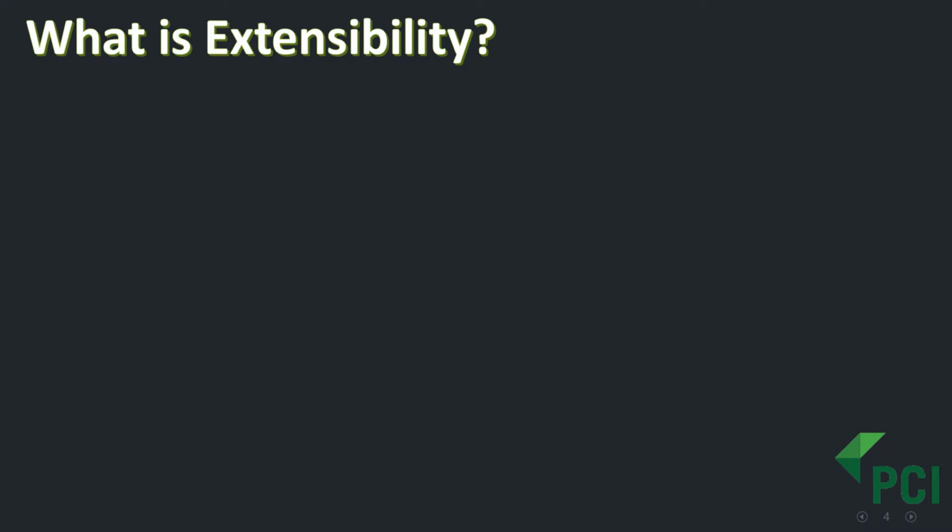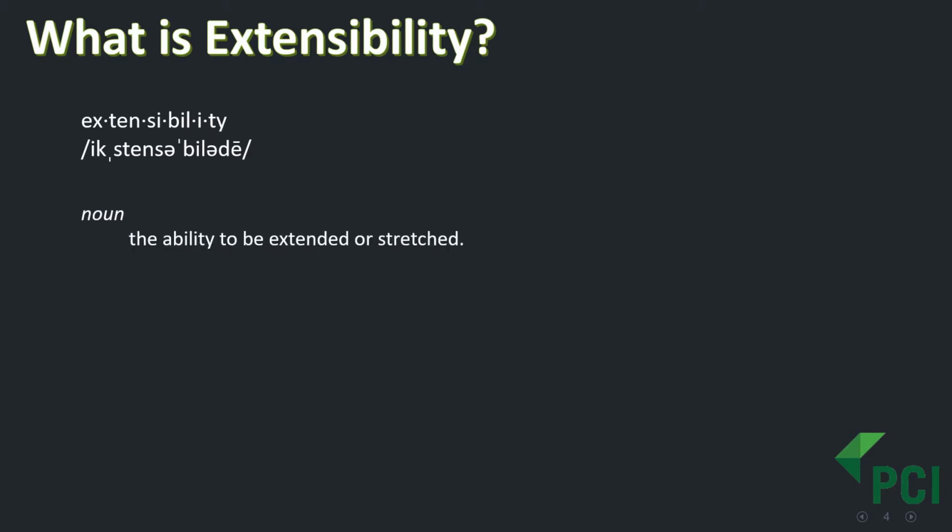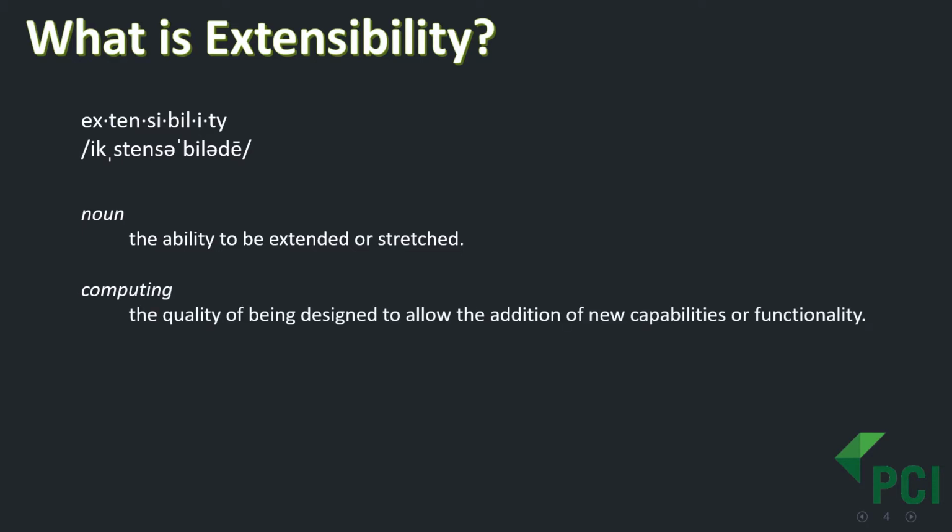The first question is, what is an extensibility? In dictionary terms, it's the ability to be extended or stretched. However, in computing, it's the quality of software being designed to allow the addition of new capabilities or functionality without affecting the original code. So we're essentially stretching it beyond the original code build.